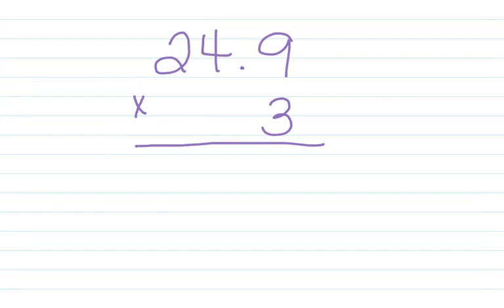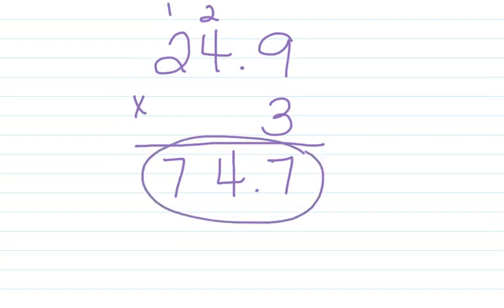All right, here we go. Let's see how you did. Let's start with 3 times 9, which is 27. 3 times 4, which is 12, plus 2 is 14. And 3 times 2 is 6, plus 1 is 7. And I've got the one number after the decimal here, which means I need one number after the decimal here. So your final answer should be 74 and 7/10.